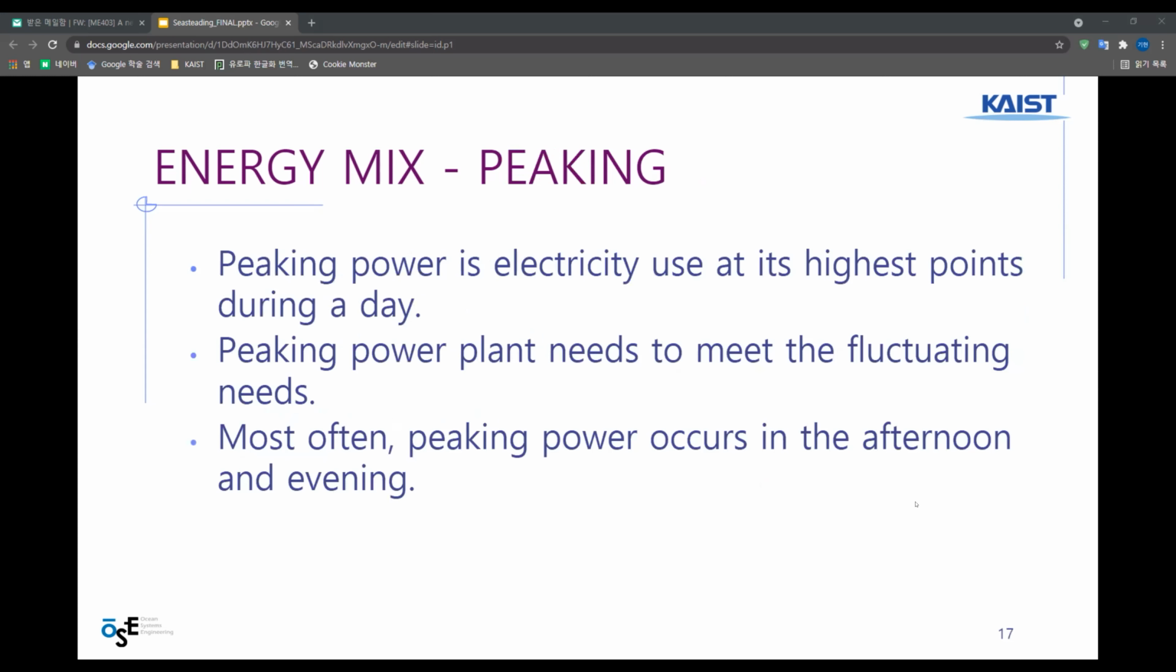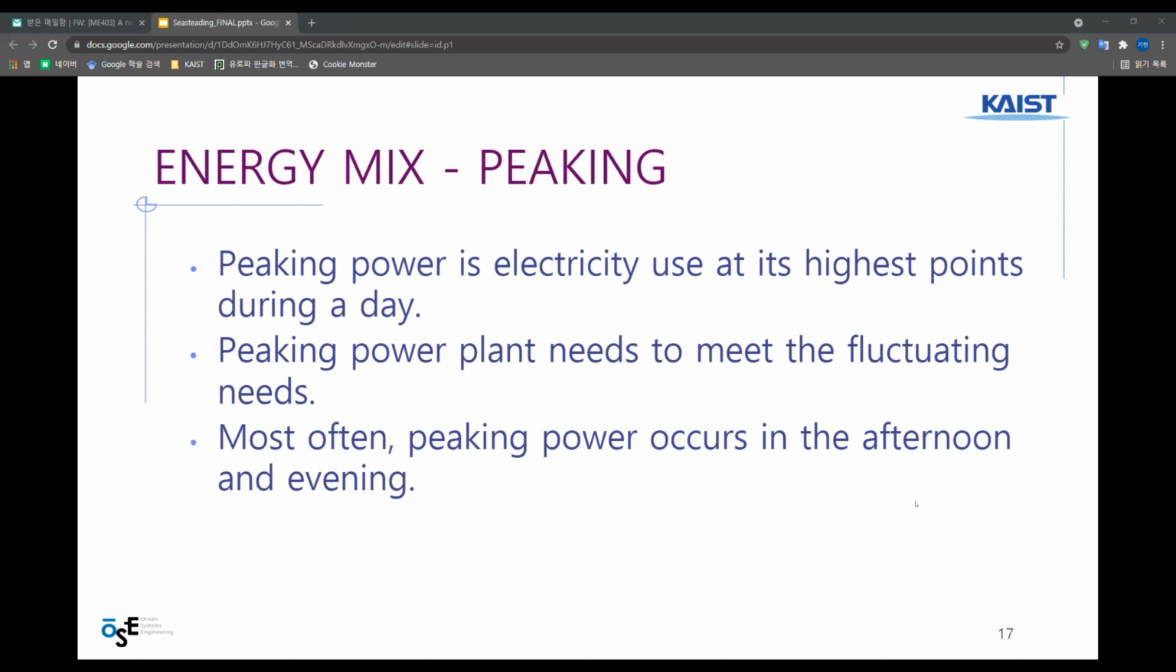And next, we need to think about the peaking power. Peaking power is electricity used at the highest point during the day. Thus, the peaking power plant needs to meet the fluctuating needs, and most often, peaking power occurs in the afternoon and the evening. So we need to make more electricity in the afternoon and evening than at night or morning.